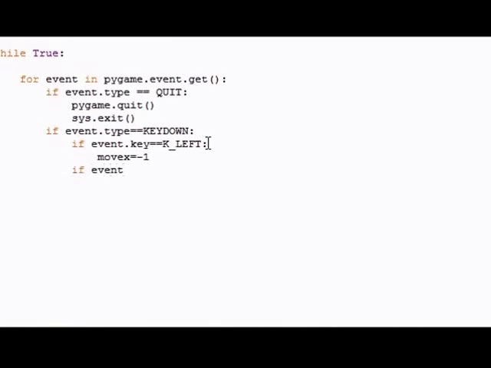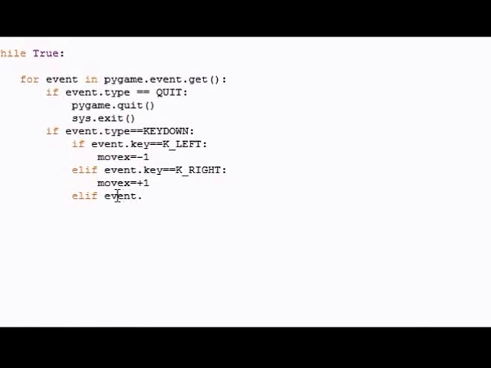So if event key is exactly equal to K underscore right, what do I want to do? I want to move it on the x-axis again, but this time I want to move it to the right. So move x equals, yeah, +1. So actually I want to do elif for else. I can't have a bunch of if statements. And I'm going to need to go through this and go through K up, K down, so let's do that right now.